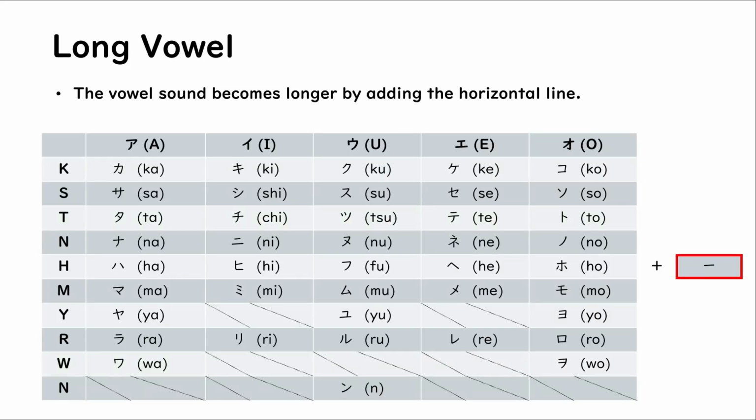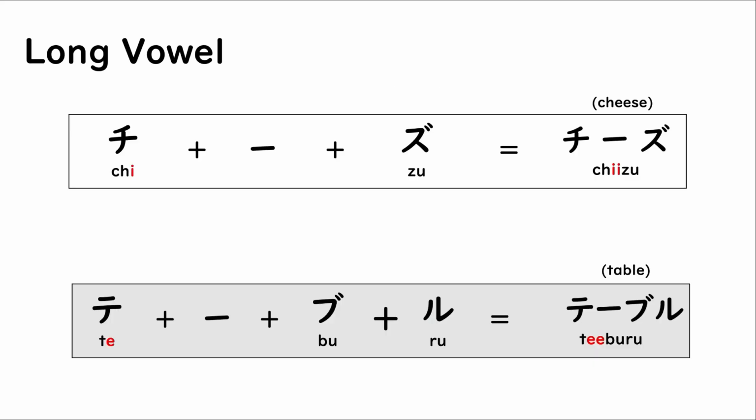Let's move on to long vowels. In Katakana, we use a horizontal line to make the previous vowel sound longer. For example, chiizu, chiizu, teeburu, teeburu. You can hear that the vowel sound is extended.